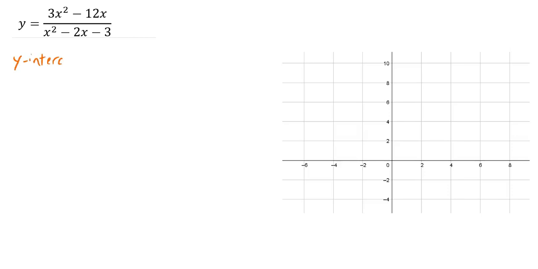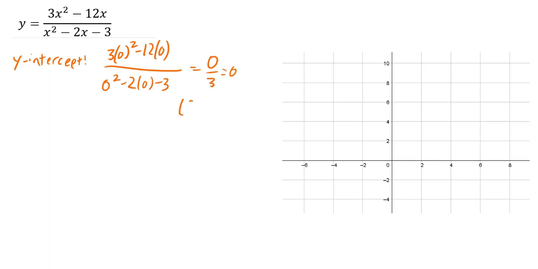y-intercept. I plug a 0 in for x. I get 3 times 0 squared minus 12 times 0. That's going to make a 0 in the numerator. 0 over 3 is 0. My y-intercept is the point (0, 0), right at the origin.